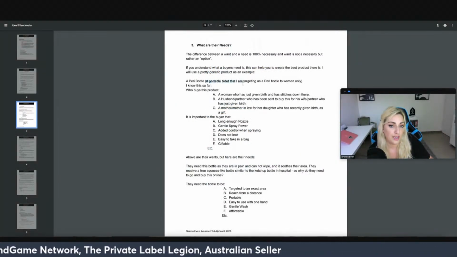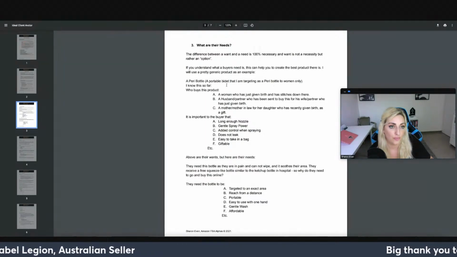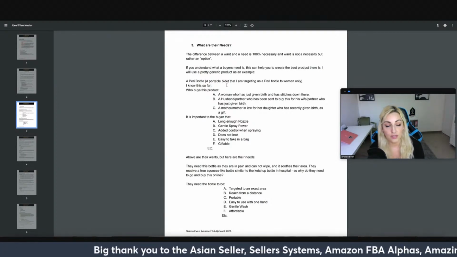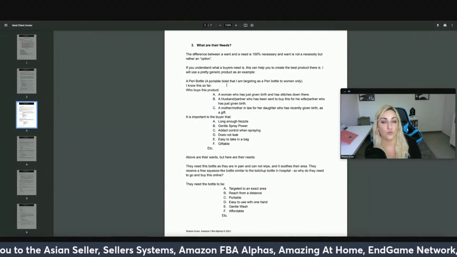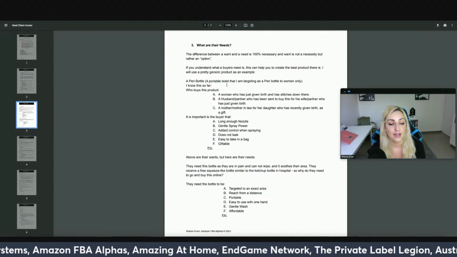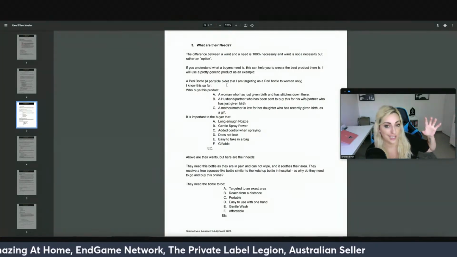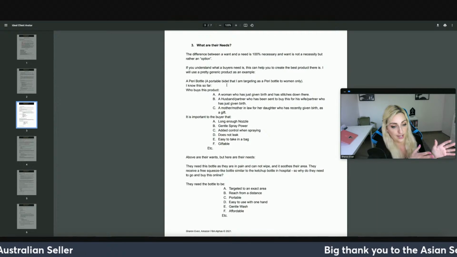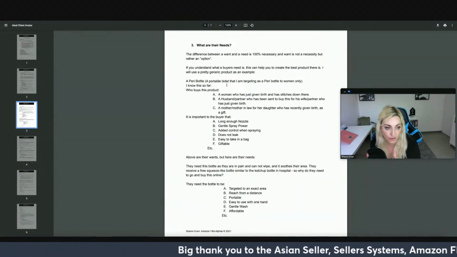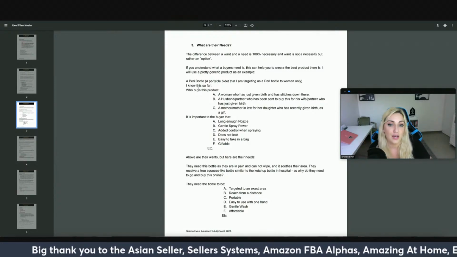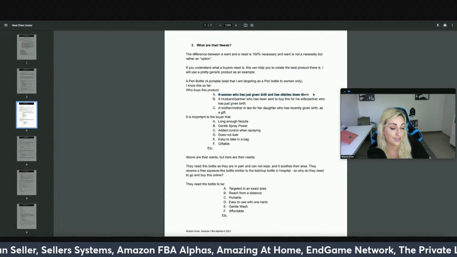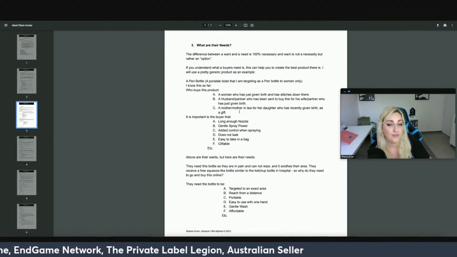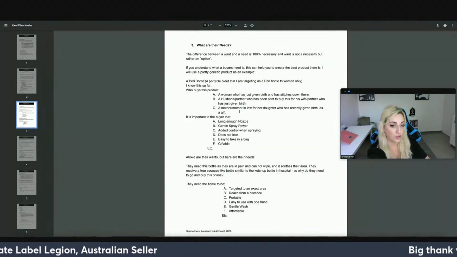A portable bidet that I am targeting as a Perry bottle to women only. So let me explain this. A Perry bottle is technically a portable bidet, basically being repurposed for women after they've given birth. So it's the exact same product that is sold as a portable bidet. Now, just instead of being sold to everyone that uses a portable bidet, it focuses specifically on women after they've given birth and they need a Perry bottle. That's what it is. So who buys this product? It's usually a woman who has just given birth and has stitches down there. A husband or a partner who has been sent to buy this for his wife or partner who has just given birth. A mother or mother-in-law buying this for her daughter who has recently given birth, and they're buying it as a gift.